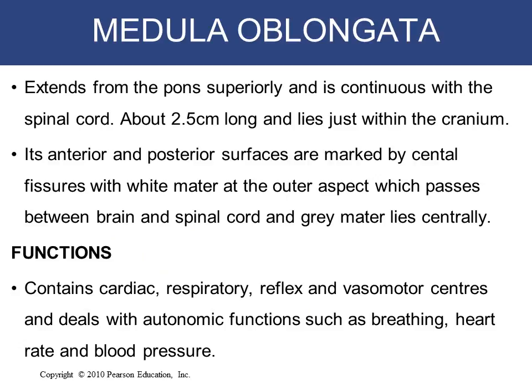The medulla oblongata is the last part of the brainstem. It extends from the pons superiorly and is continuous with the spinal cord, and is about 2.5 cm long and lies just within the cranium. It has two surfaces, the anterior and posterior surfaces, marked by central features, with white matter at the outer aspect, which passes between the brain and the spinal cord, and gray matter lying centrally. The medulla oblongata is continuous with the spinal cord.